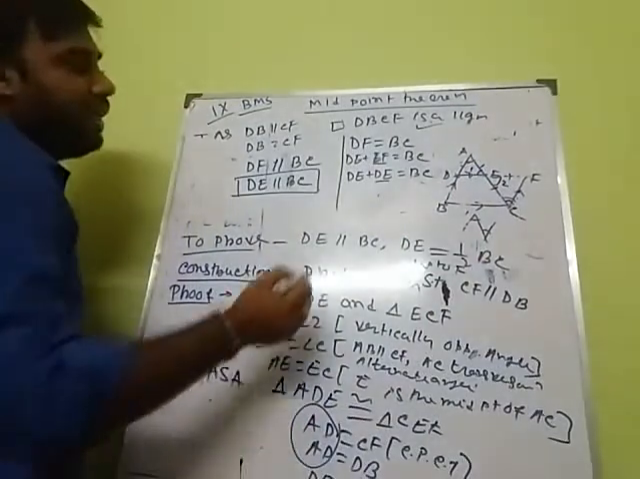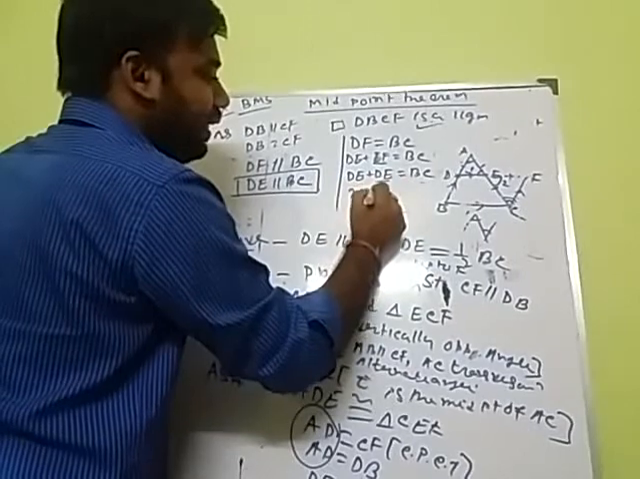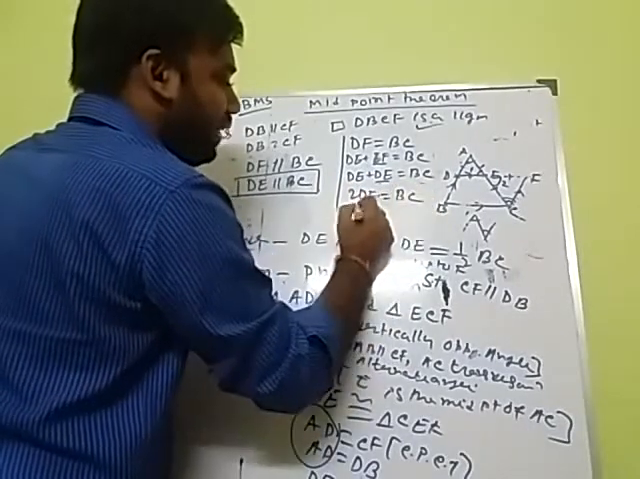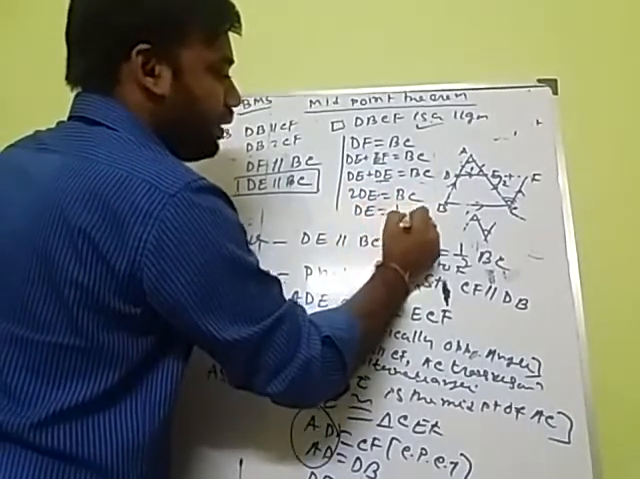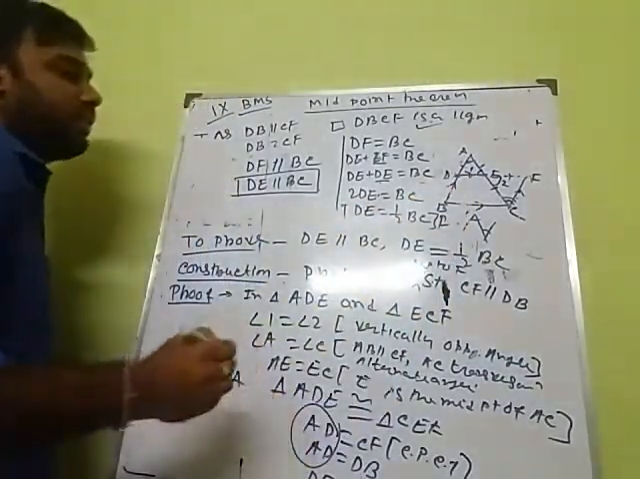So in place of EF, you can write DE. So 2DE equal to BC. So DE equal to half of BC. This is the second proof. Okay, this is the second proof.